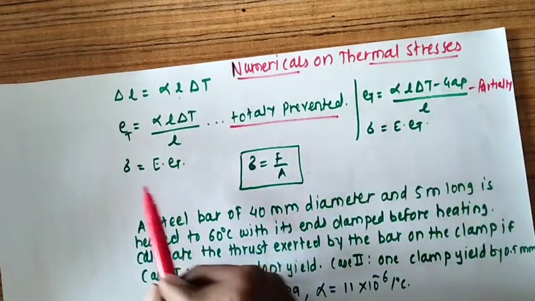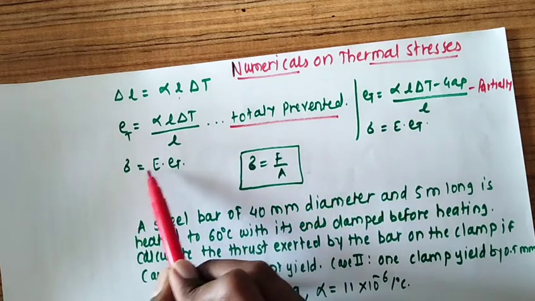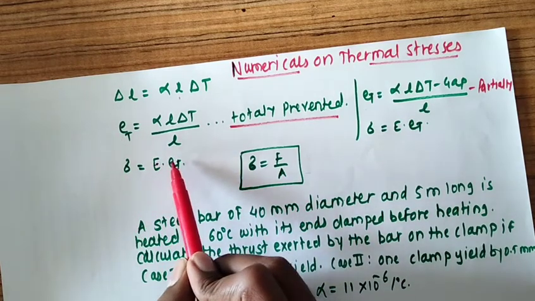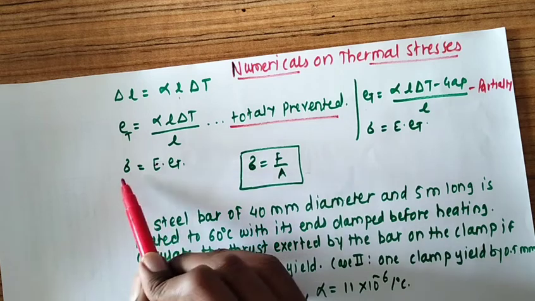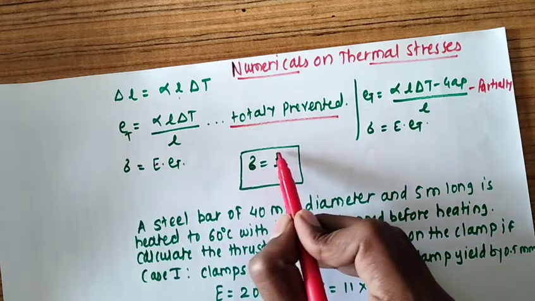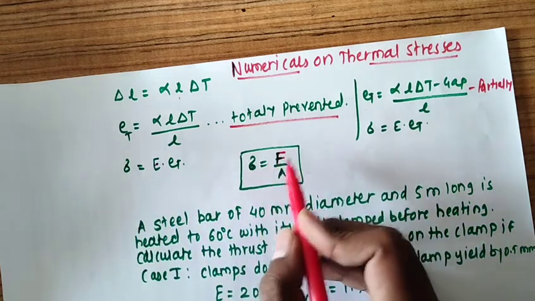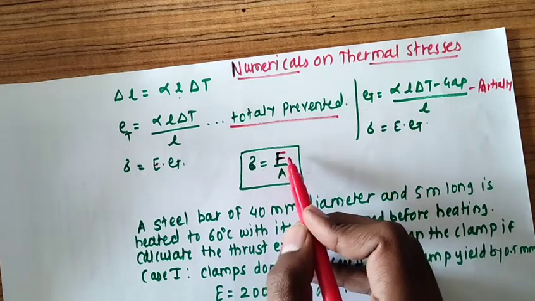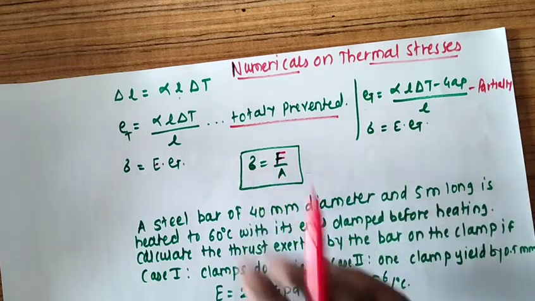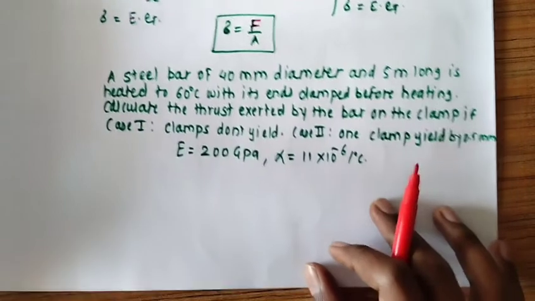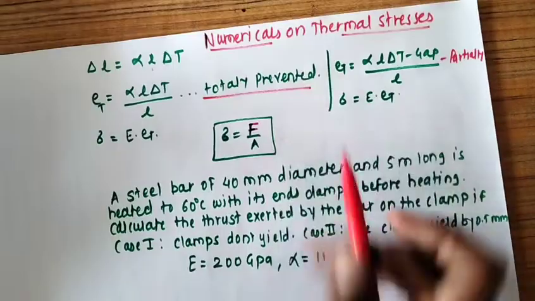Based on this, we know that stress is equal to E, that is modulus of elasticity, into thermal strain, and from this stress formula, that is thermal stress, we can determine the support reaction exerted by the support on that material. So let's start with one simple numerical. This is our statement of the numerical. We have to use these formulas.